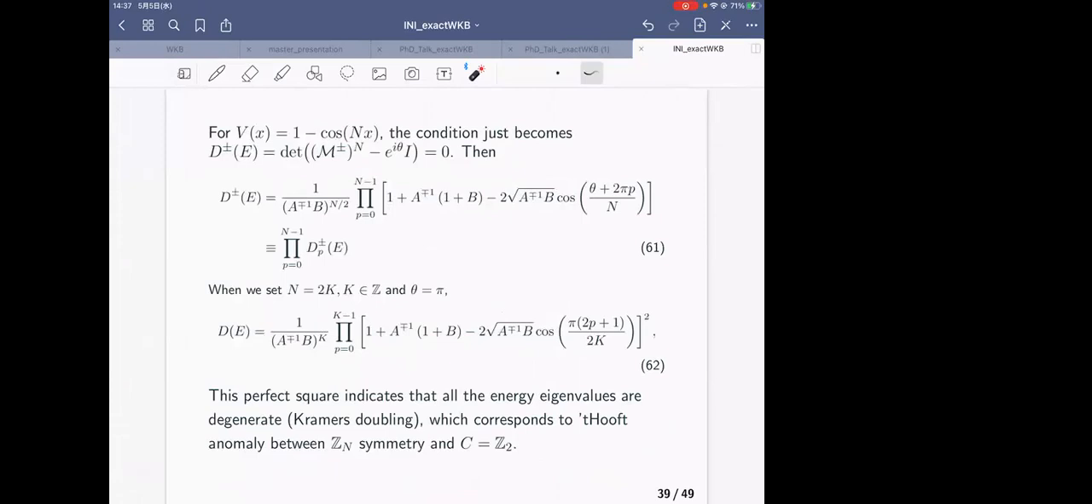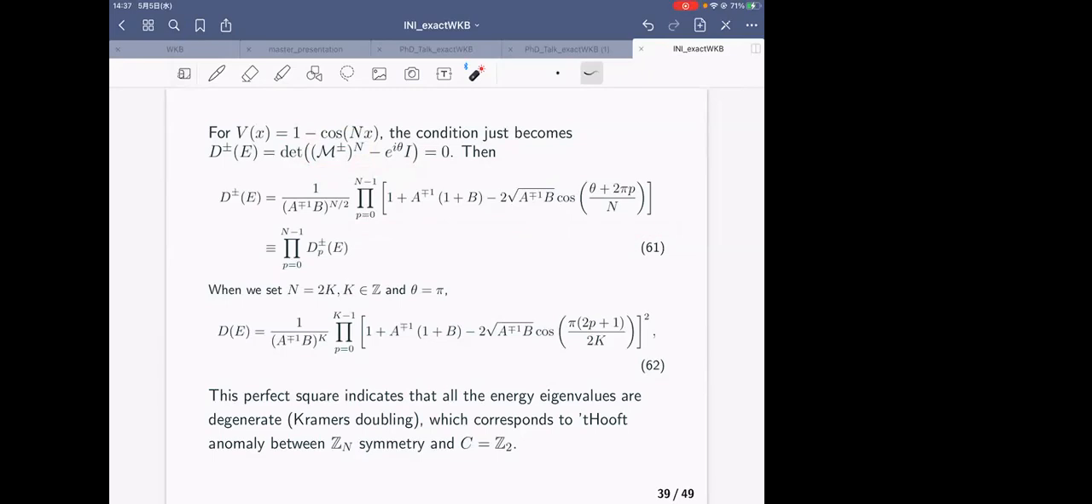More generally, not only 1 minus cosine x, but 1 minus cosine nx. But the quantization condition is easily given by this one. Just multiply this monodromy matrix like this. In this case, the exact quantization condition becomes this form.